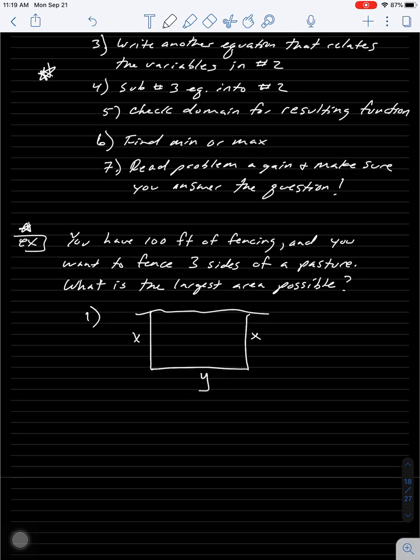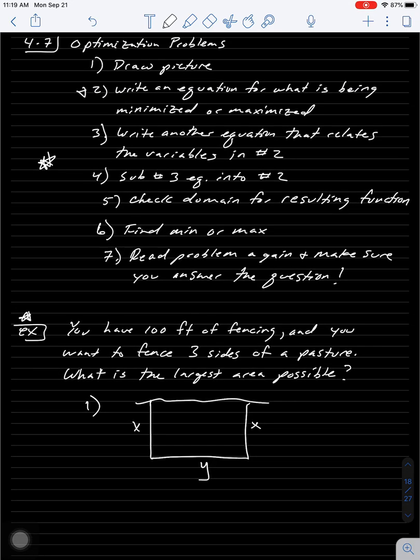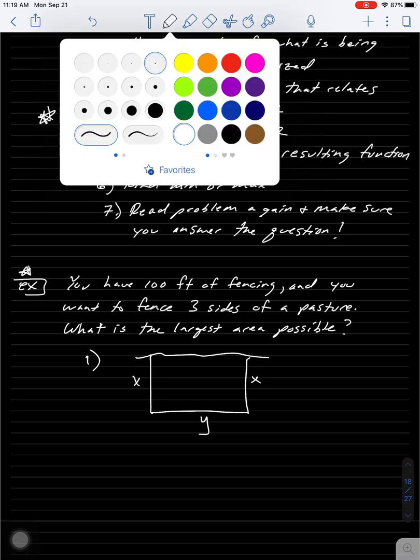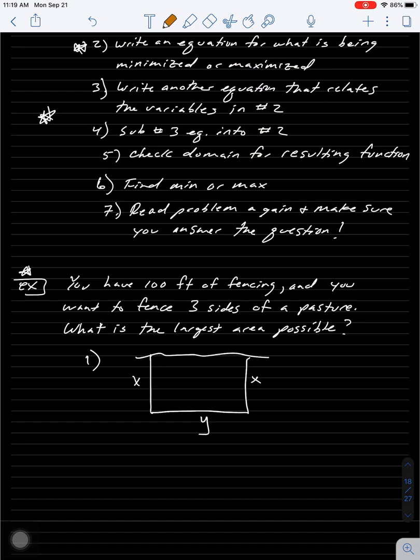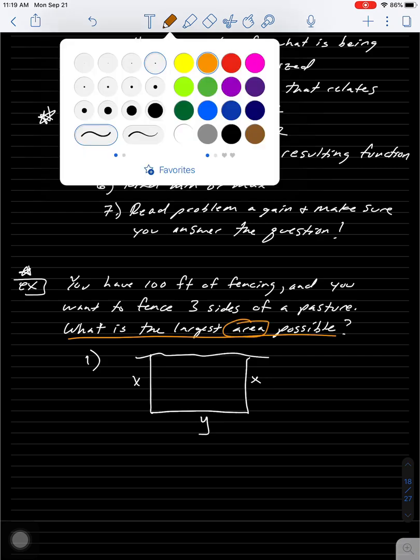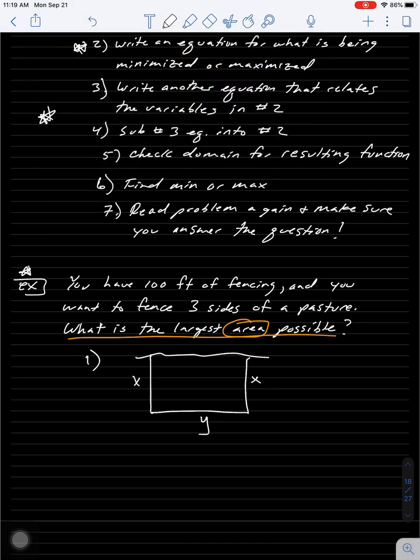The second step is to write an equation for what is being maximized or minimized. So I skate through this problem and I look for the sentence that says largest, maximum, minimum, smallest, and I look at what we're talking about, and that's going to dictate the formula that I write. So in this case, I'm going to go area equals x times y. That's how you find the area of a rectangle.